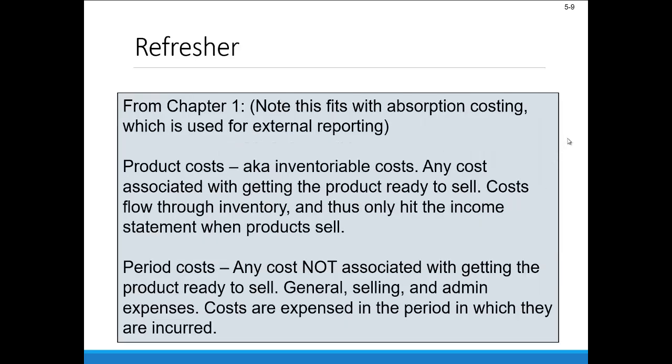Now a quick refresher from chapter 1. Product costs, which we called inventoriable costs or manufacturing costs, are any costs associated with getting our product finished and ready to sell. And those things always flow through inventory, so they only hit the income statement when products are actually sold. Period cost, on the other hand, was anything else, anything not associated with getting the product ready to sell. So general selling and admin were the categories we talked about there. And those things were hitting the income statement the same period in which they're incurred.